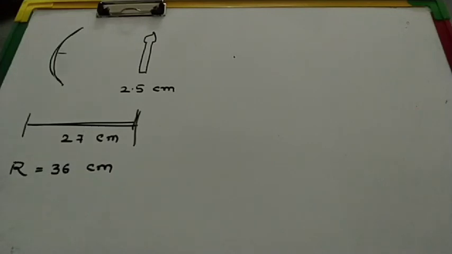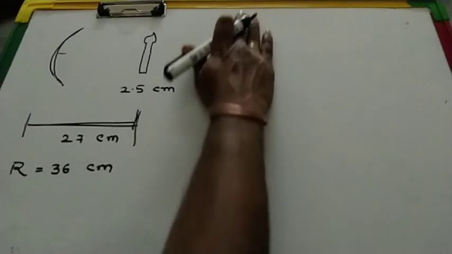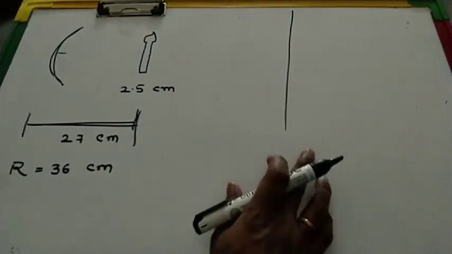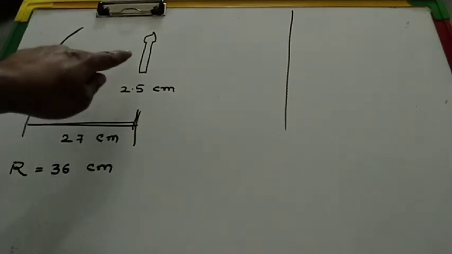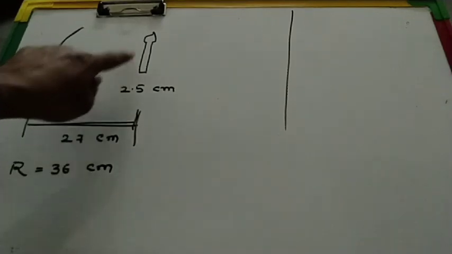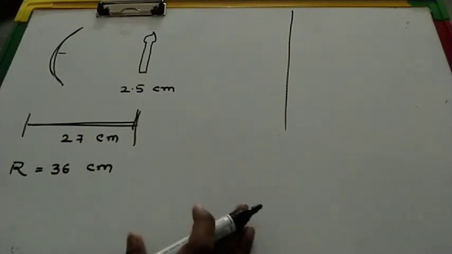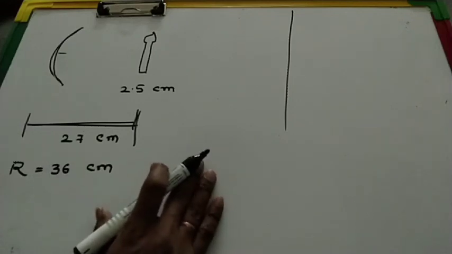So now tell me, imagine here there is a screen. Now how does the image of the candle fall on the screen? So this is the information we have. Now we are going to write the information and solve the numerical. This is the general picture we have while reading the question.